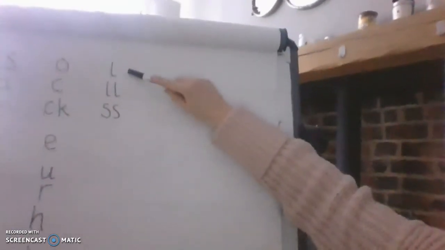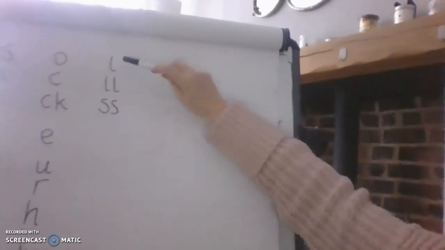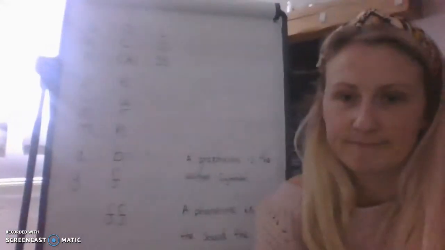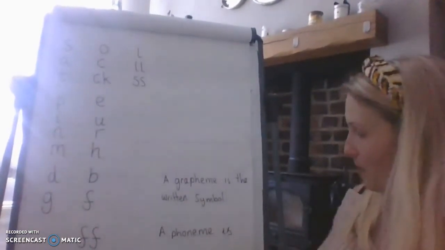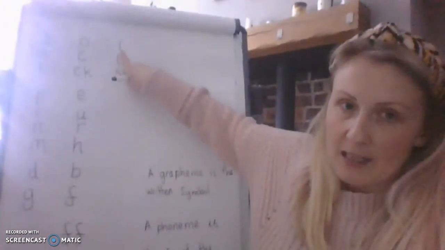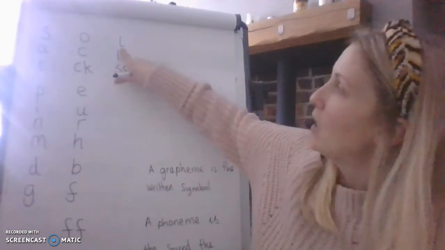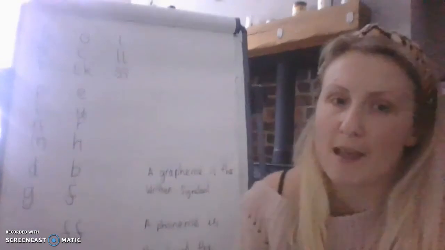So remember, how it looks written down and the sound it makes. How it looks written down is, can you remember? The grapheme is the written symbol and the phoneme is the sound the grapheme represents. So this is the grapheme. That's what it looks like. And this is the phoneme. That is the sound that that grapheme makes, okay?